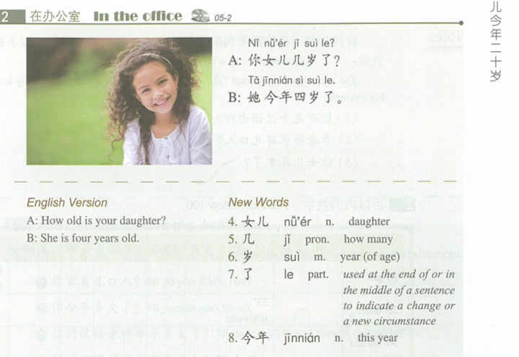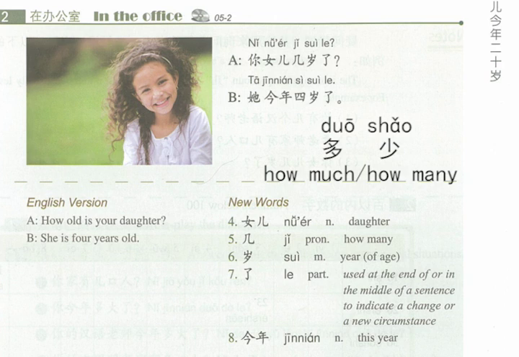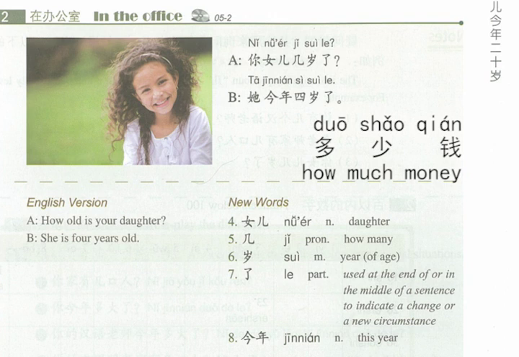Just now I told you 几, this character could be how many or how much, right? But we have different ways of translating how much and how many in Chinese. 几, this character is only one way. And there is another way to say how much or how many, which is 多少. For example, if you want to say how much money, that means how much, right? You should say 多少钱。多少钱? That's how much money.